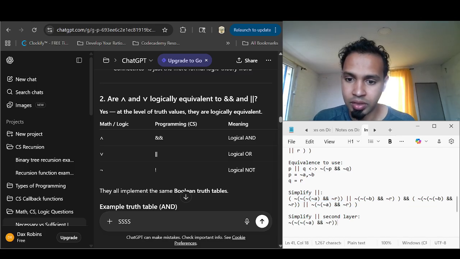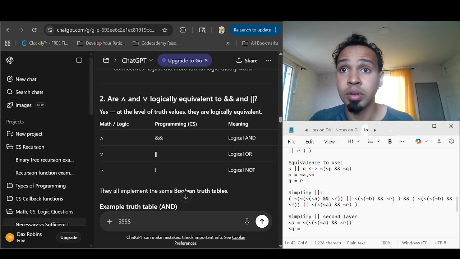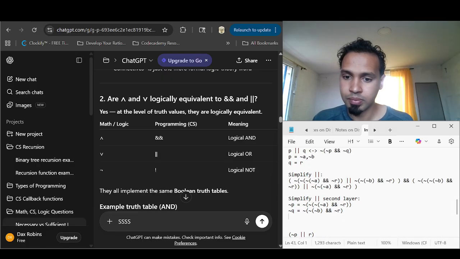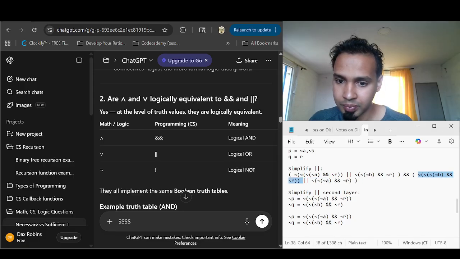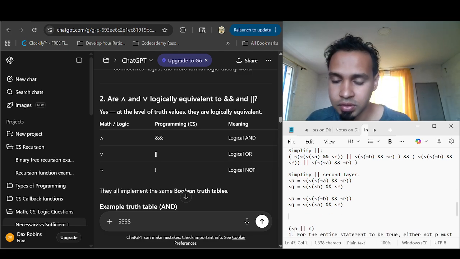So I'll say this: not P equals that. Not Q is going to equal all of this. That's the first version. And then there's another version that's going to be similar, except this time not P equals this, and then not Q equals this. Yeah, so four different combinations.